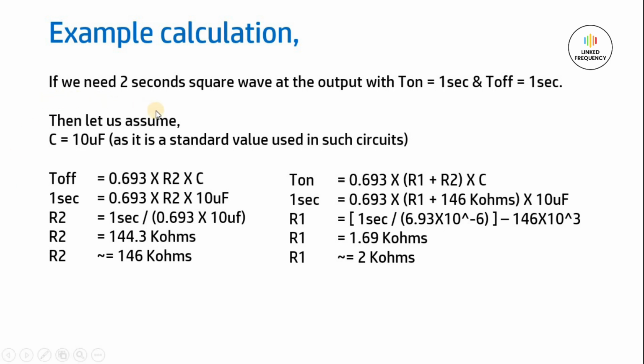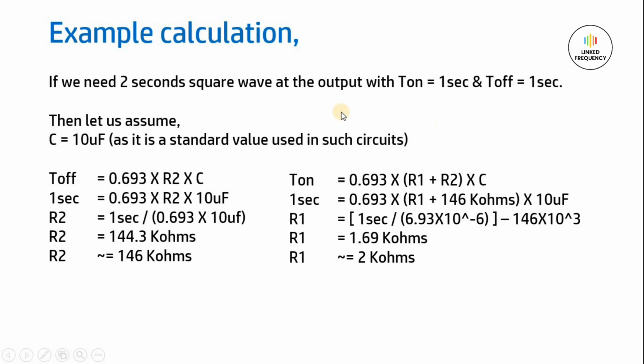The first thing is, I'm assuming we need to generate a 2 second square wave, or 2 seconds of total time period for the entire wave, within which T on should be 1 second and T off should be 1 second. It's like a 1 second on and 1 second off cycle. In that case, I'm assuming a capacitor of 10 microfarad, which is very generally used in such kind of circuit most of the time. 1 microfarad, 10 microfarad is a very common one. Now I'm considering the 10 microfarad one.